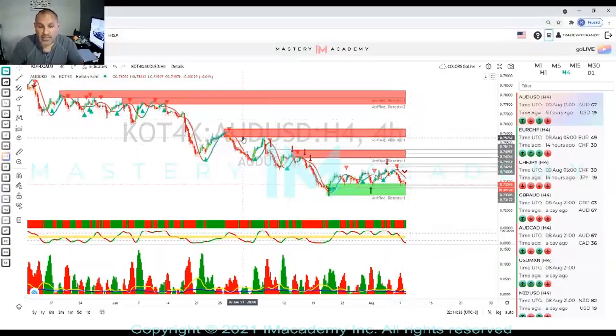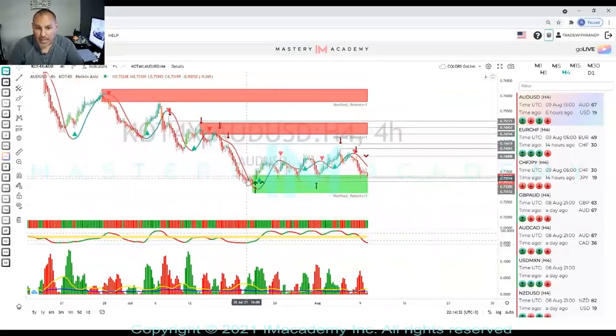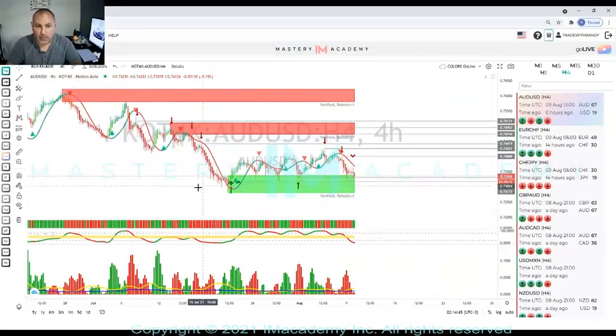Now, when this came down to the green box, it pushed back. It pushed away from that green box, right? It pushed away from that green box. And then it came back to the green box, back inside the green box. What do we call that when it does that? When the market goes into the box, backs away from it, and then goes back into it. What is that called? What do we call that?